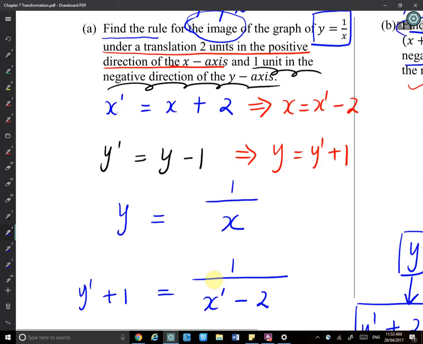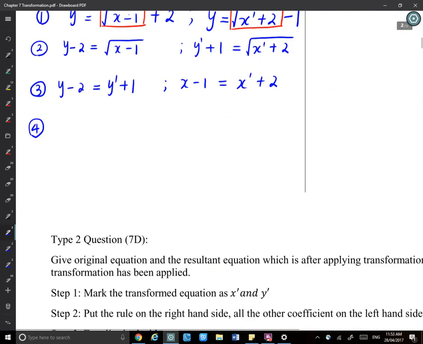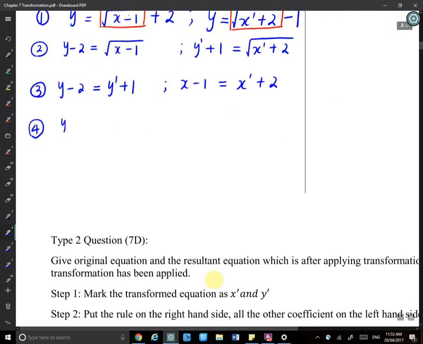Let's go back. You can write x dash, y dash as the subjects. If you know x dash, y dash, you can also go back to the transformation applied. So you need x dash, y dash to be the subject. So y dash equals y minus 3. x dash equals x minus 3.